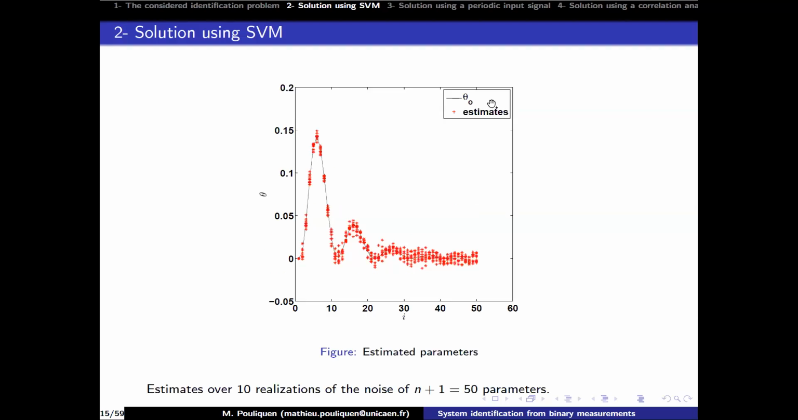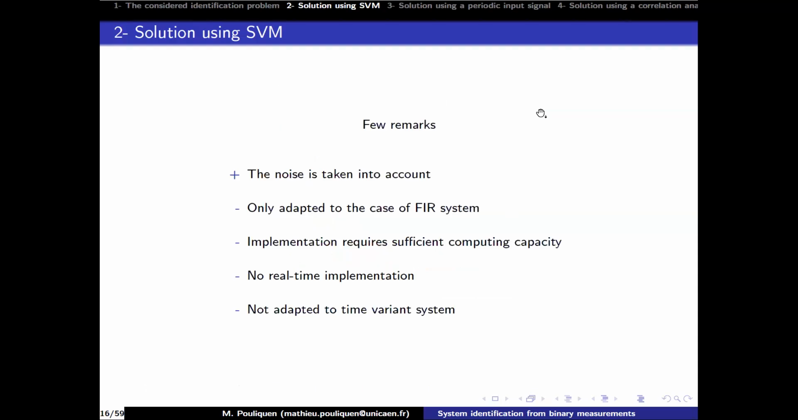I don't have the time to present you performance as a function of the noise level, or data length. It was just a description of what we can obtain. This is the first solution. Just a few remarks on this first solution.